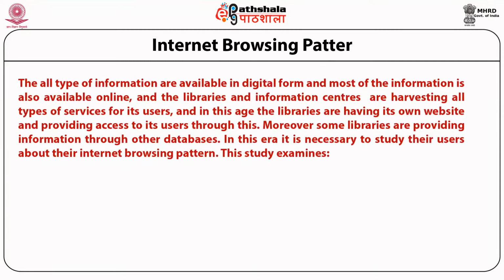All this type of information is available in digital form, and most of the information is also available online. The libraries and information centers are harvesting all types of services for their users. In this age, libraries have their own websites and provide access to their users through them. Moreover, some libraries are providing information through other databases. In this era, it is necessary to study users about their internet browsing pattern.